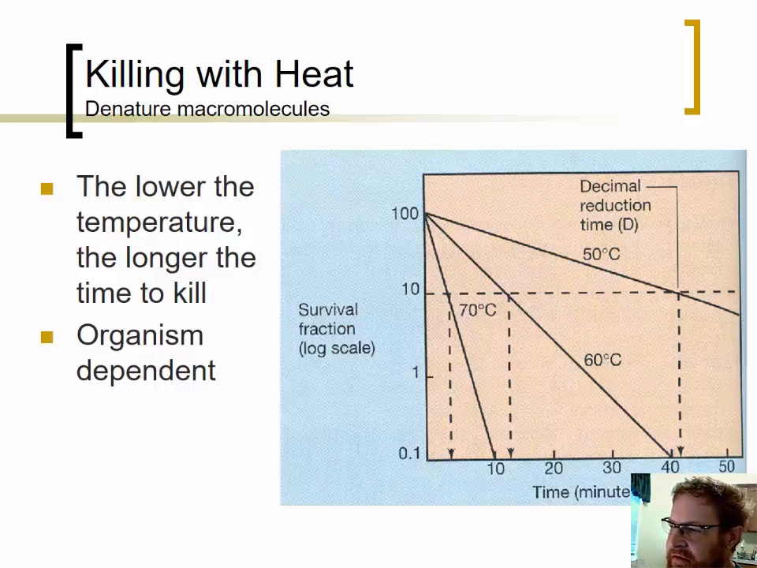But the easy answer is the higher the heat, the more you're going to be able to kill things with them. And in general, the reason that heat works is that you can denature all the macromolecules. And the most important of those to think about are proteins. So the proteins within the cell, if you denature them, they're not functional anymore, and so then you get the killing of that organism.